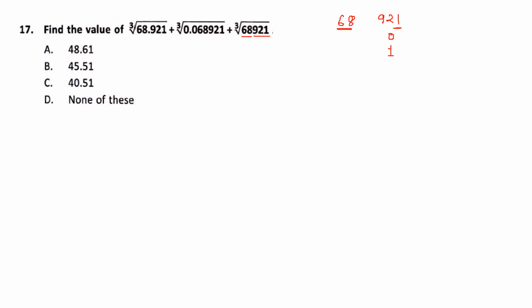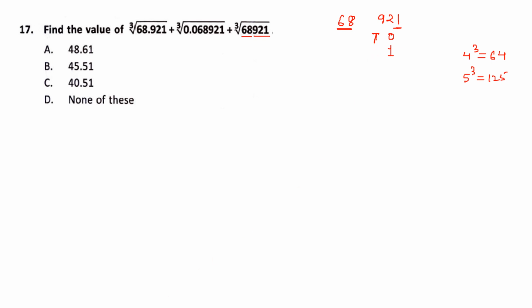Now to find the digit in the tens place, you have to just see 68 lies between the cubes of which two numbers. So I know that the cube of 4 will give me 64 and the cube of 5 will give me 125. So 68 lies between 64 and 125, right? So in this, whichever is the smaller cube, that number I have to write in the tens place. So from here I can say 64 is smaller than 125 and 64 is the cube of 4.